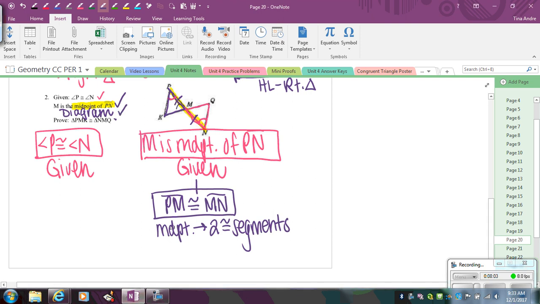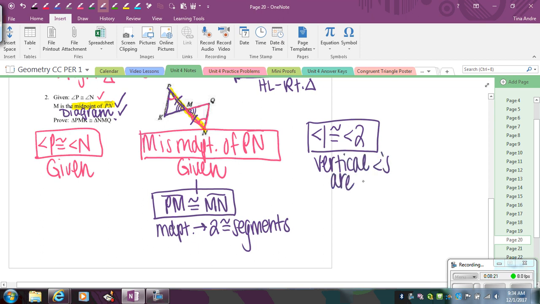So that means I'm going to write I have vertical angles. And I'm going to number those 1 and 2. So I'm going to say angle 1 is congruent to angle 2. So that's from the diagram. So that is vertical angles are congruent. So that's my reason for that.